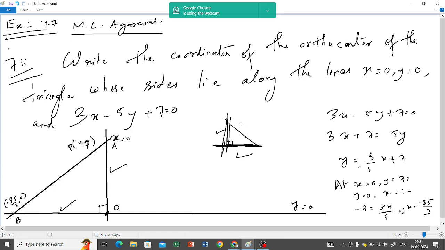Now, when two altitudes intersect, at that time only I can get the orthocenter, yes or no? So you can see that this and this intersect at 0 comma 0, right? So therefore orthocenter is 0 comma 0. You don't need to calculate anything. 0 comma 0.